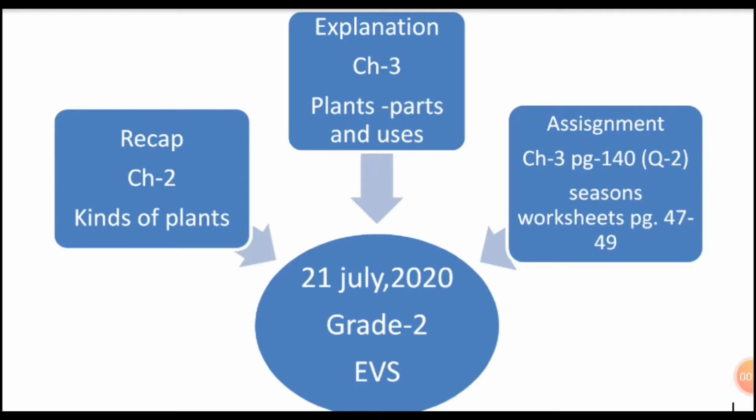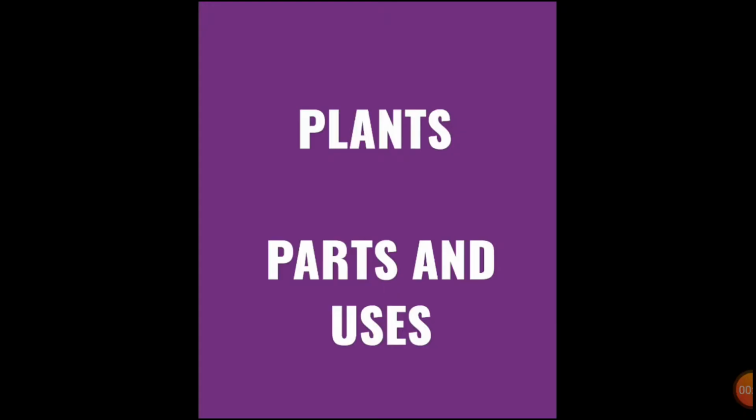And your assignment is chapter number 3, page number 140, question number 2, and seasons worksheet, page number 47 to 49. So today's topic is plants, parts and uses. Today I'm showing you parts of plants, like root, stem, trunk, leaves, fruits, flower, branches. So you all are ready, kids?